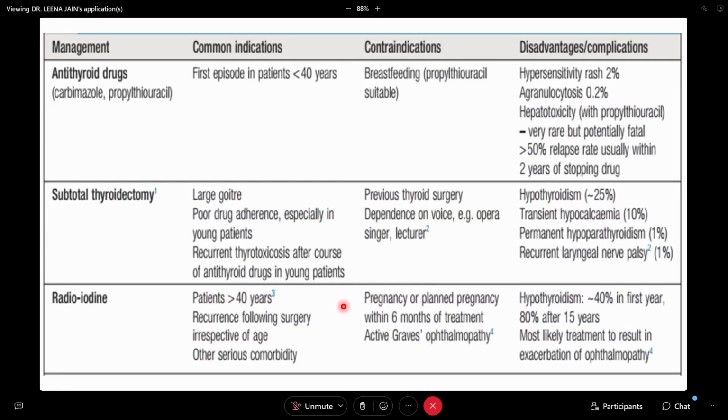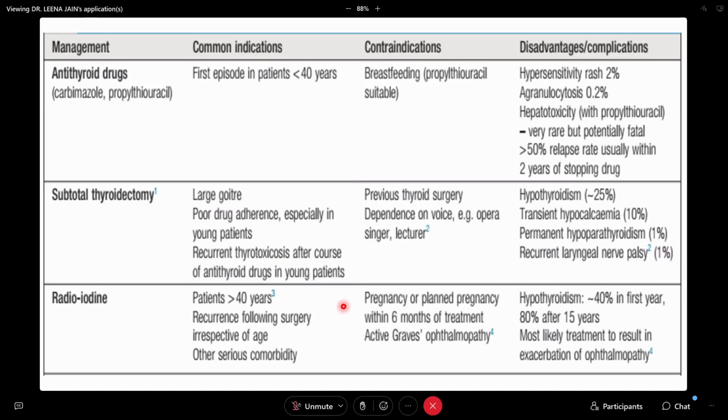So how to do the management and how to use these drugs? Okay. Anti-thyroid drugs commonly used are carbimazole and propylthiouracil. They should be mostly used in age less than 40 years, and contraindications are breastfeeding. In those cases, if you at all want to give, you don't give carbimazole. You should prefer propylthiouracil. Okay.